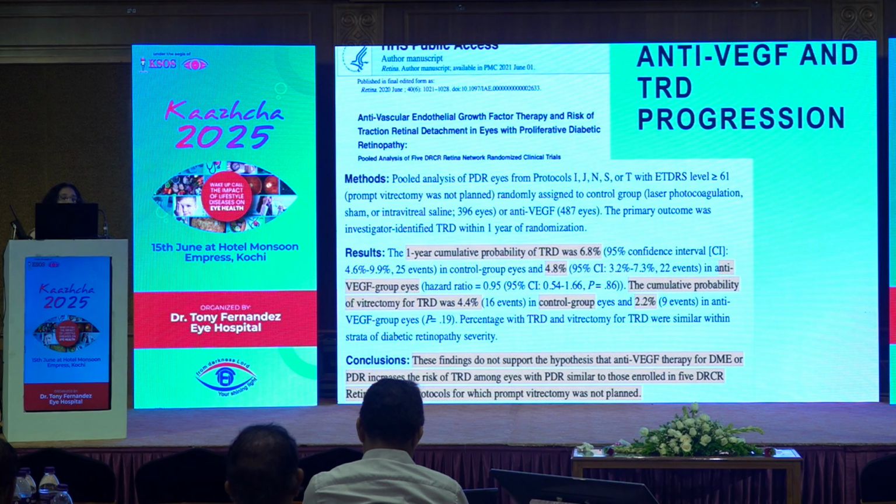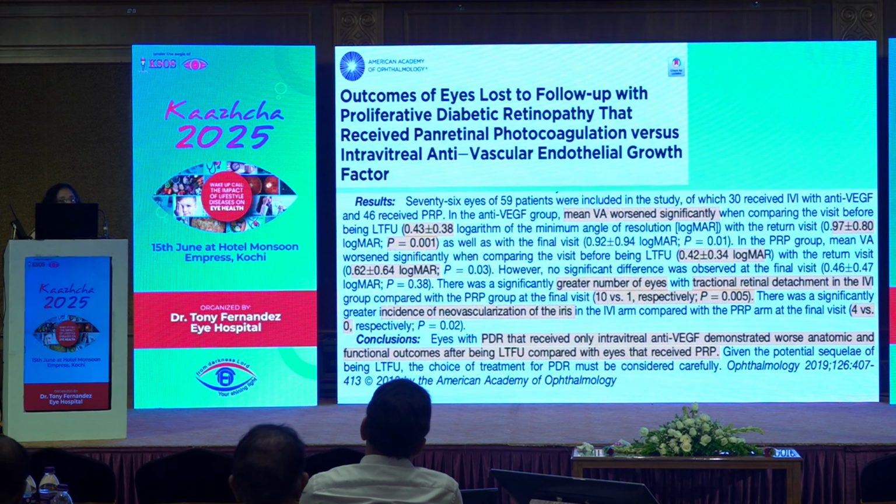And there is a risk of worsening of TRD following anti-VEGF injection. So the study has looked at what is the risk of worsening, and it has shown that there is not much of a risk, but still you have to keep in mind that some of them can worsen. So as I mentioned, the patient should be counseled before you treat them with anti-VEGF injection. So why are we concerned about giving anti-VEGF in PDR patients? This is when the patient is lost to follow-up.